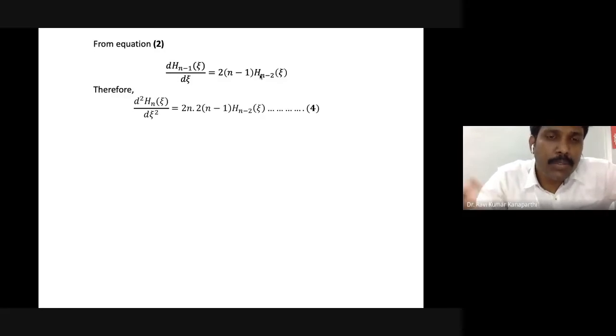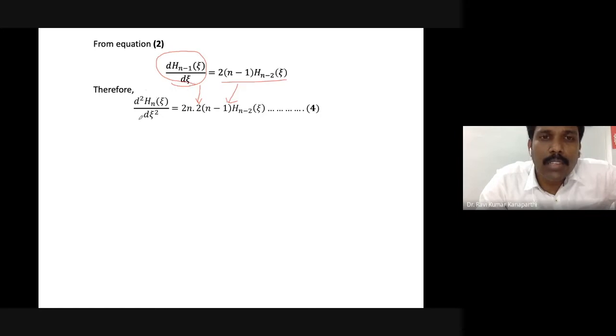From the second derivative which we have obtained, the second derivative of equation number 2, we have already got d square Hn of z by dz square, which is equal to 2n multiplied by dHn minus 1 of z by dz. So this particular term was there initially, but now this is exactly this quantity. Therefore, you can substitute this value here.